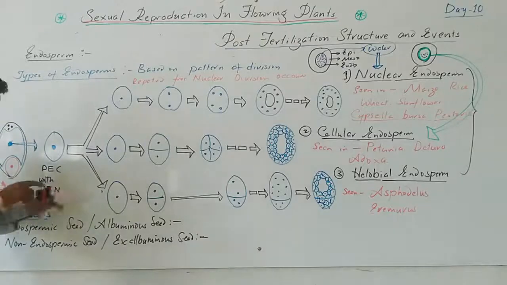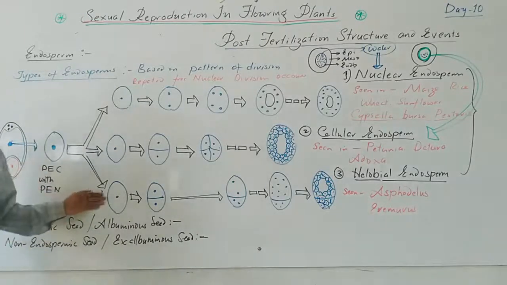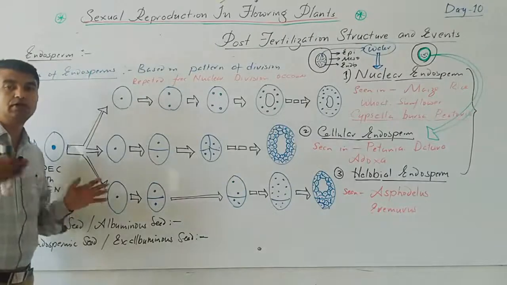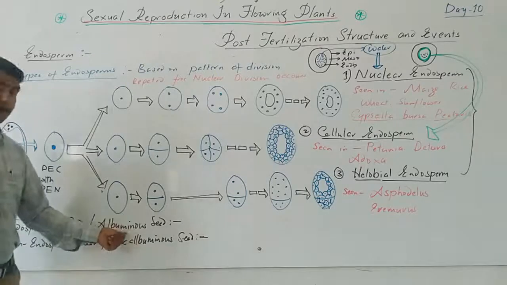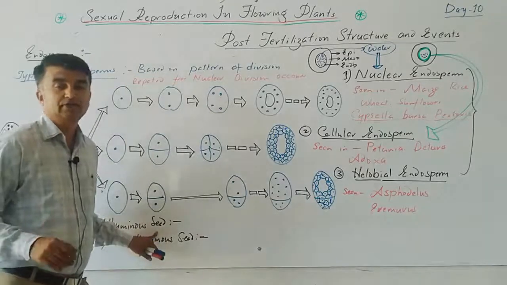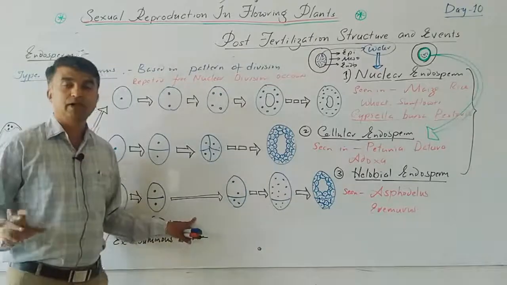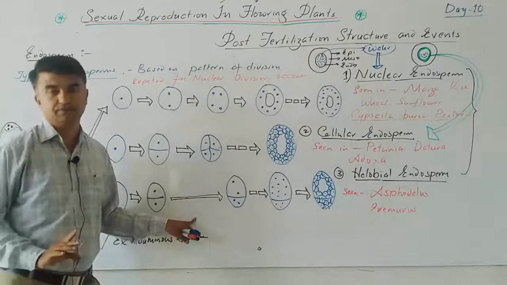The zygote, the embryo develops, and the endosperm is used either completely or partially. If you take the endospermic or albuminous seed, in this case the endosperm is partially consumed. That's why a small amount of endosperm is still present in the mature seed.